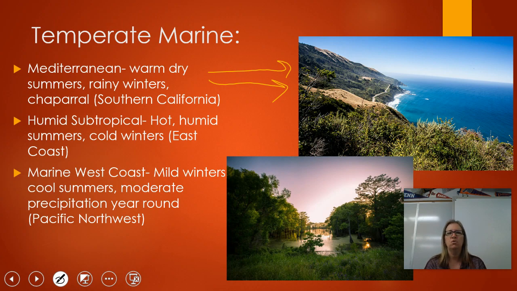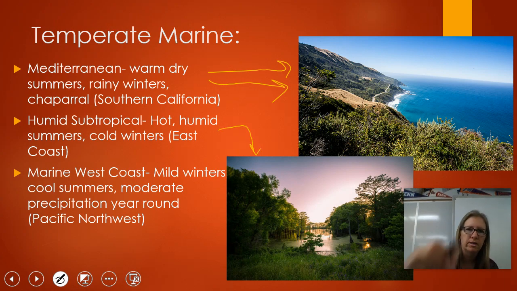Now, that leaves us with the humid subtropical. This is basically the East Coast, okay? This picture down here is probably Florida, but even along like the Carolinas and parts of like the lower part of Texas are this humid subtropical region.